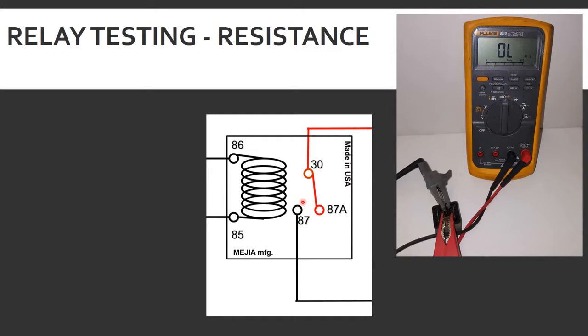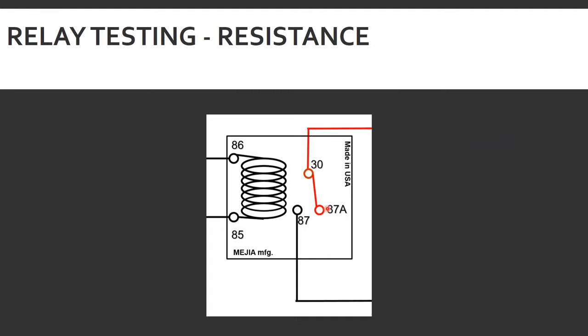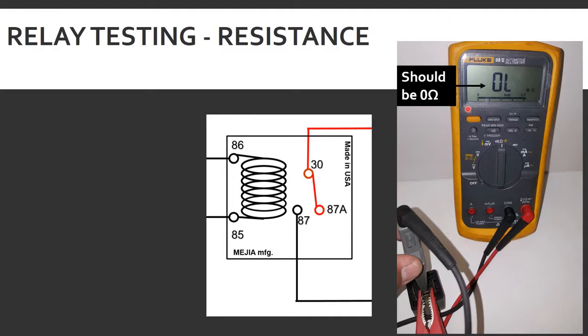The next part of the test is to test our normally closed side of the switch, terminals 30 and 87A. And when we do that, our meter should read continuity or very close to 0 ohms. In the case of this one, this relay was actually bad and it was reading OL through the normally closed switch.